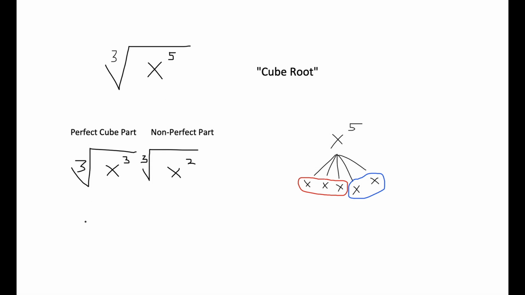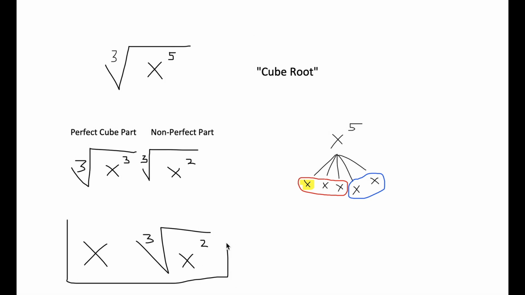We should now take the cube root of x to the 3rd. So what that's going to be is just x. However, the cube root of x squared is going to have to stay because that's as simple as it can be. And this would be our final answer to that question.